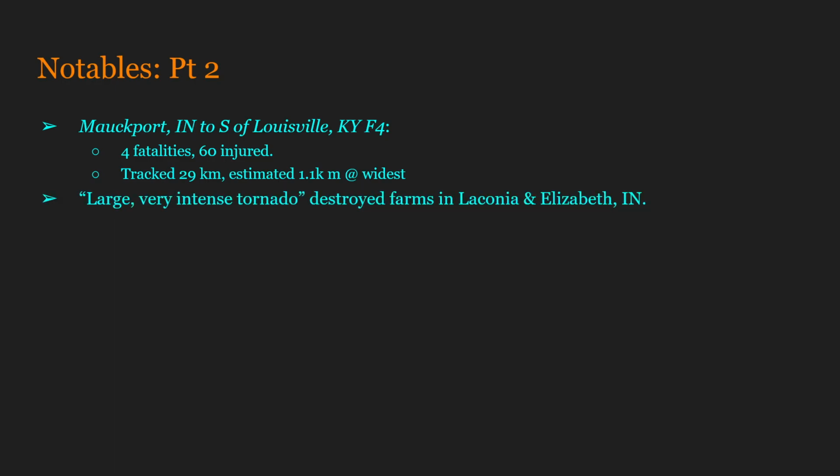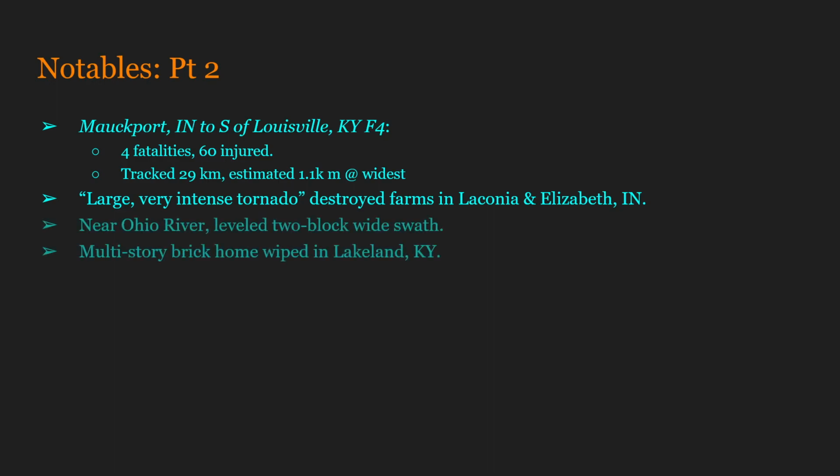This tornado was, according to Wikipedia, quote, a large, very intense tornado, end quote, that destroyed many farms in Laconia, Indiana, and Elizabeth, Indiana specifically. Near the Ohio River, a 2-block wide swath of damage was reportedly not just damaged, but completely destroyed, leveled. It was also around this point, or at least after crossing the Ohio River, I should say, that a multi-story, one source states a 3-story brick home, was completely wiped in Lakeland, Kentucky.